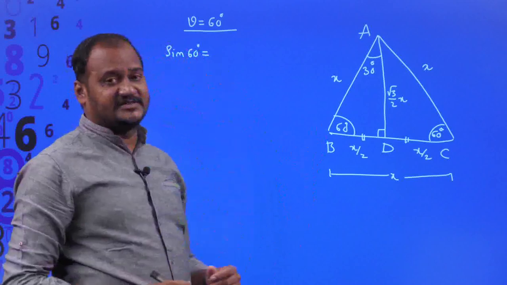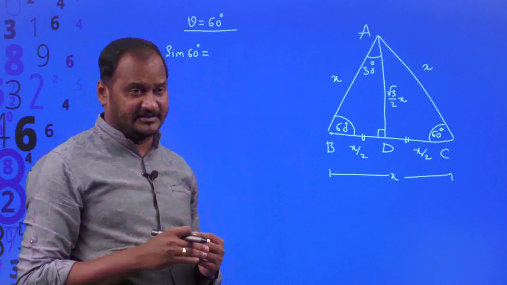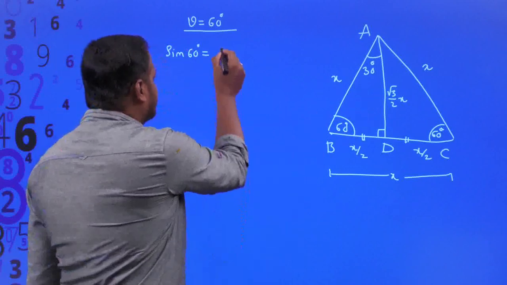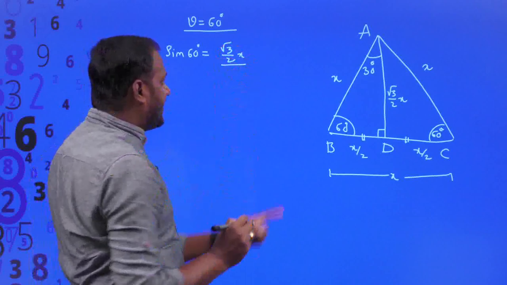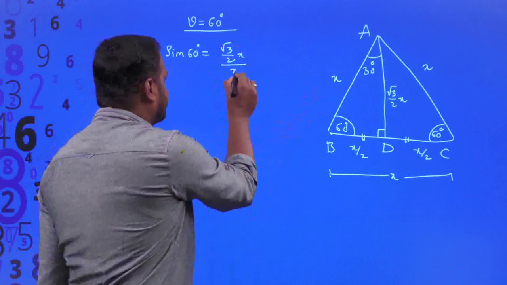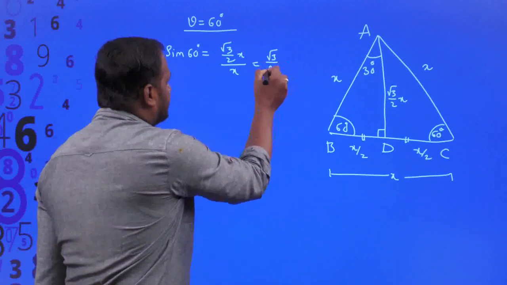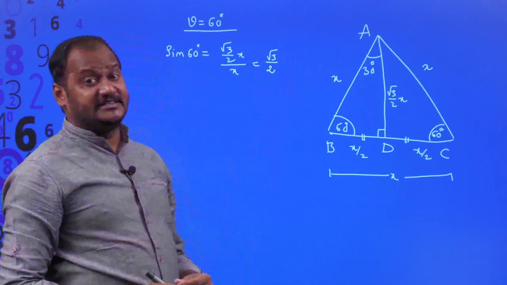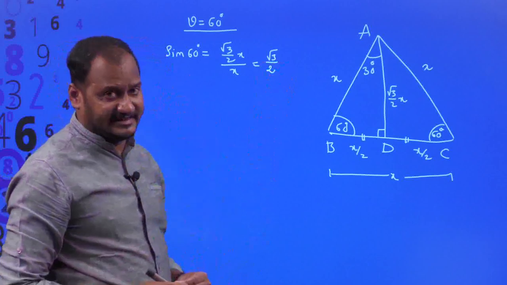Now what is the definition of sine theta? Side opposite to theta by hypotenuse. Sine 60 is equal to side opposite to 60, that is root 3 divided by 2 x, divided by hypotenuse. Hypotenuse is equal to x. So here x and x get cancelled, then you get root 3 divided by 2. That root 3 divided by 2 is the standard and fixed value of sine 60 degrees.